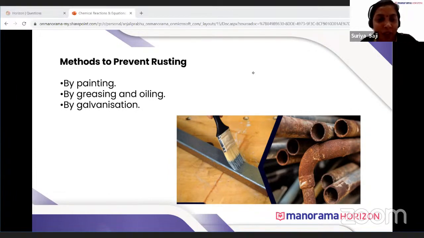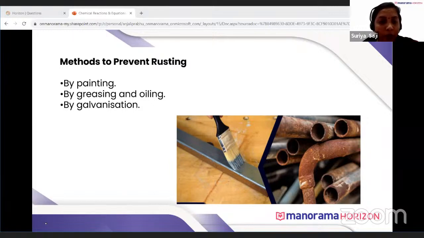How can we prevent rusting? First thing is, by painting we can prevent it. Then by greasing and oiling we can do it. And by galvanization. Painting we know. Greasing and oiling also we know that process. Galvanization means, in galvanization, we cover iron or steel with zinc. The coating of zinc we provide on iron or steel, that process is known as galvanization. Okay, so we can prevent rusting by painting, greasing and oiling, and by galvanization.